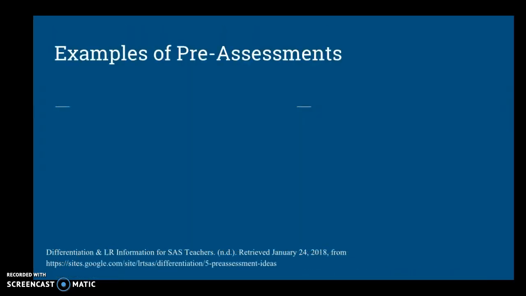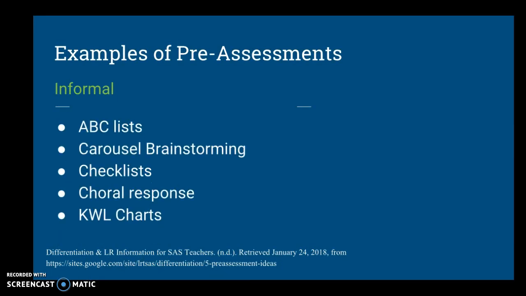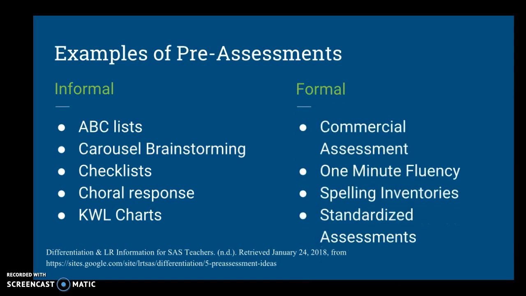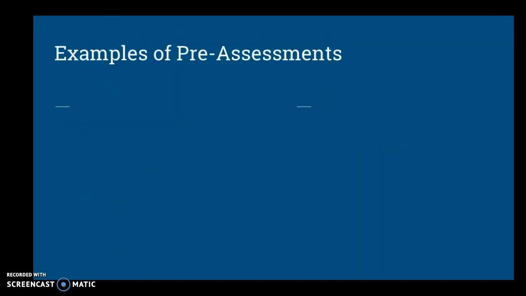There are several ways that teachers can give formal and informal pre-instructional assessments. Informal assessments include carousel brainstorming, checklists, choral responses, and KWL charts. Examples of formal assessments include commercial assessments, 1-minute fluency, spelling inventories, and standardized assessments. Here you can see the difference between informal and formal pre-instructional assessment.